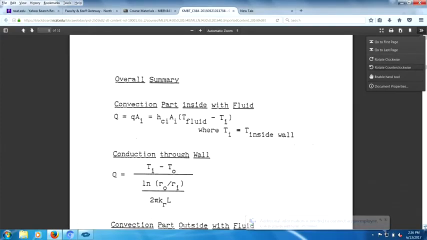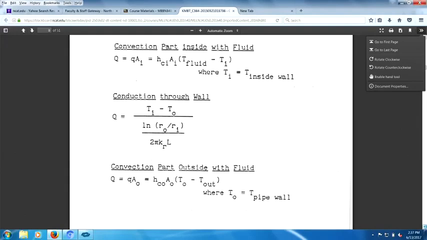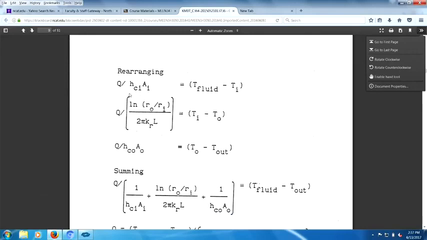So what we have here is a summary of the equations. Convection, this is just a rewrite of what I had written. Convection inside fluid, conduction through the wall, and convection outside fluid. These Q's are all the same: Q equals Q equals Q equals Q. Therefore, we rearrange everything by simply dividing through all those equations, and then we add up. And what we find out, we have T fluid minus Ti, Ti minus To, To minus T out. When we add this side, we have the overall temperature difference, fluid inside to fluid outside, right?